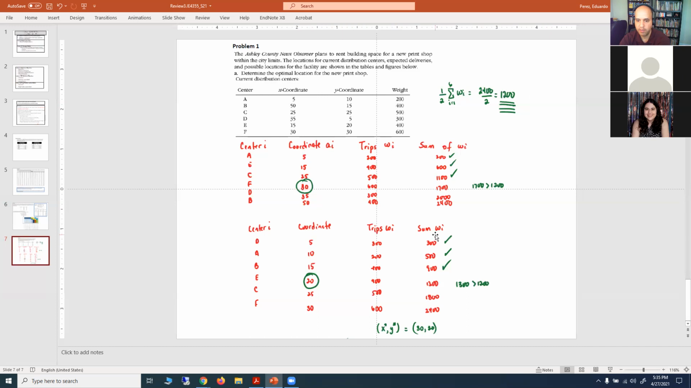Do the same thing here for y, and I look at the first value that is higher than 1200, and that will be 1300. So the coordinate that is associated with that value is 20. So my new facility will be located in this new coordinate 30, 20, and that will be the solution for your problem. That will be the location of the new facility.